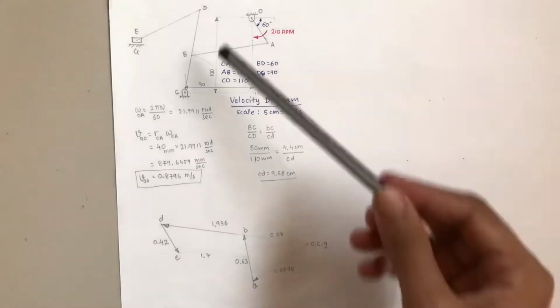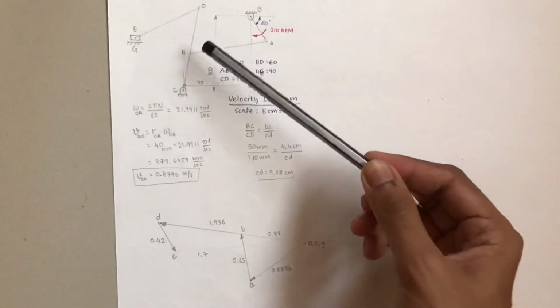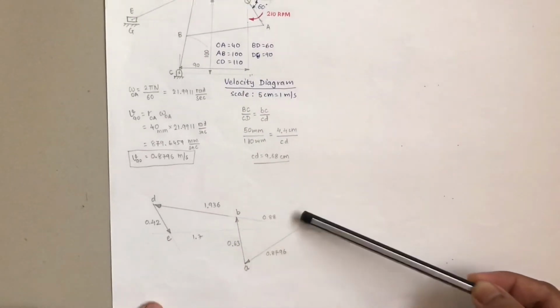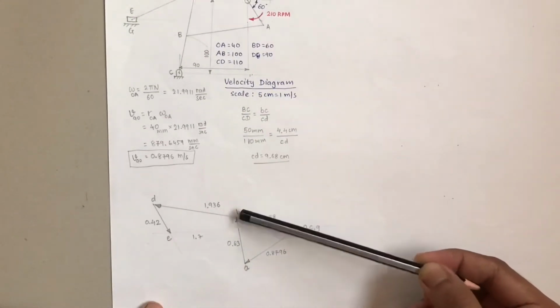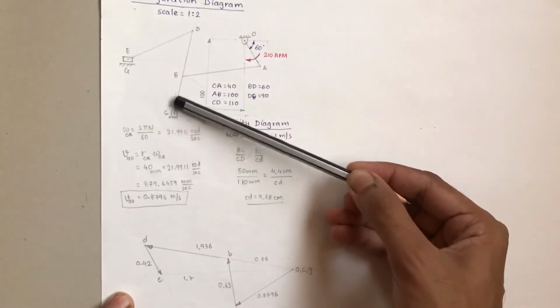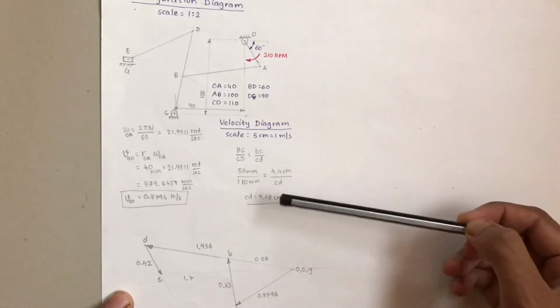Finally, draw a line perpendicular to AB and a line perpendicular to CB. The intersection will be point B. D point is the extension of the CB link towards the B side. So according to the ratio, we can identify it.